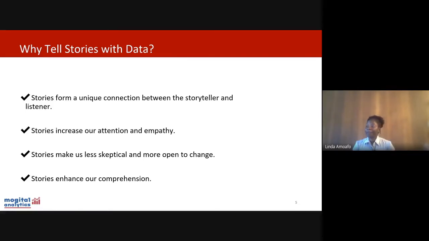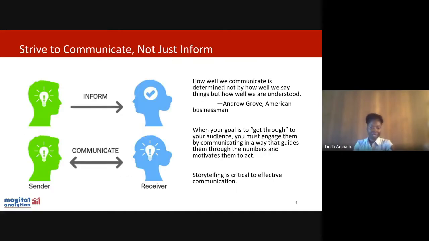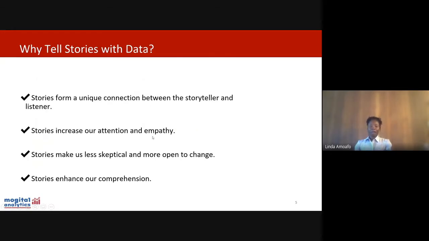The first one is that stories form a unique connection between the storyteller and the listener. When you tell stories, you engage more of your brain and the brain of your audience. And that creates connections such that the mind of the storyteller and the audience mirror similar brain activity, which we see here when we are communicating and not just informing. The next thing is that stories increase our attention and our empathy. It helps increase the empathy and the desire for people to act when you are telling them stories rather than just informing them.